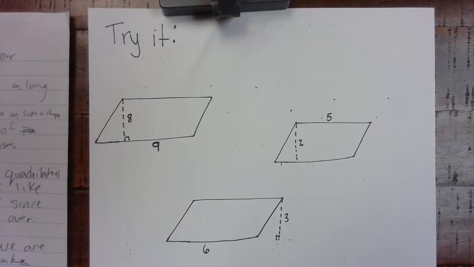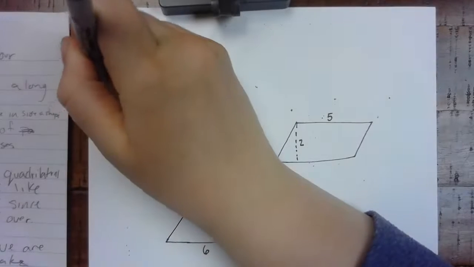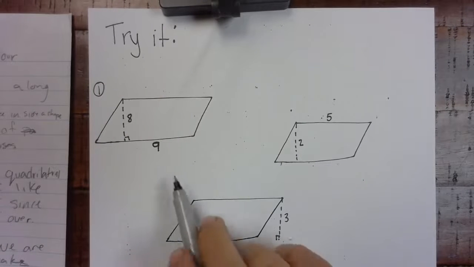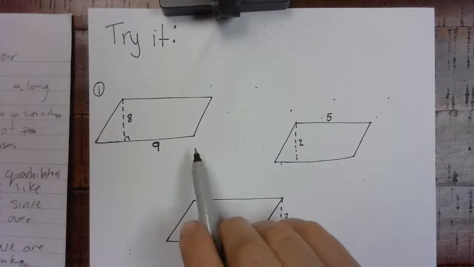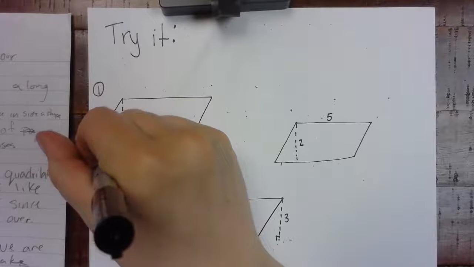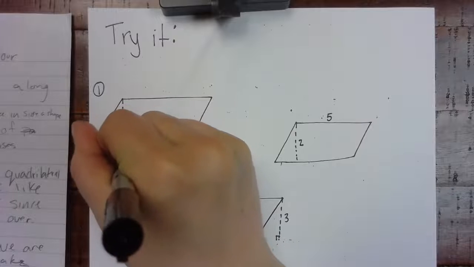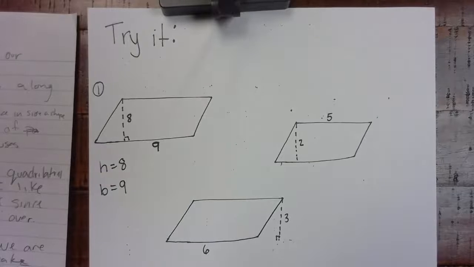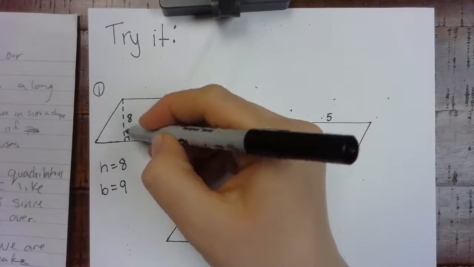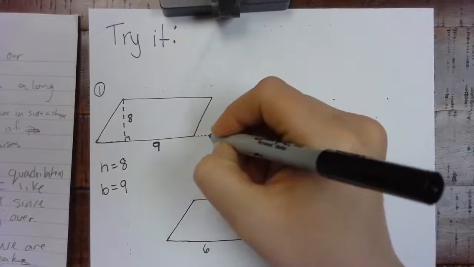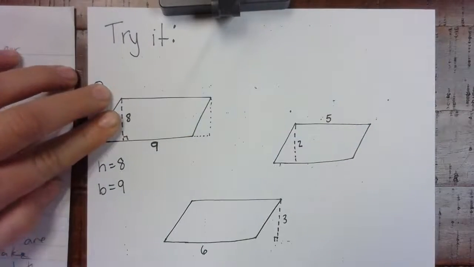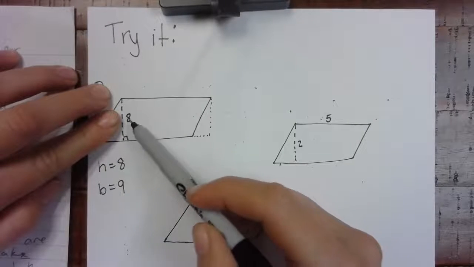So let's look at problem 1 up here. This 8 is actually my height, and the 9 is the length of the base. So I'm going to write height equals 8 and the base equals 9. I can also decompose that. I already have my line drawn here, and I can move it over here to really resemble a rectangle.